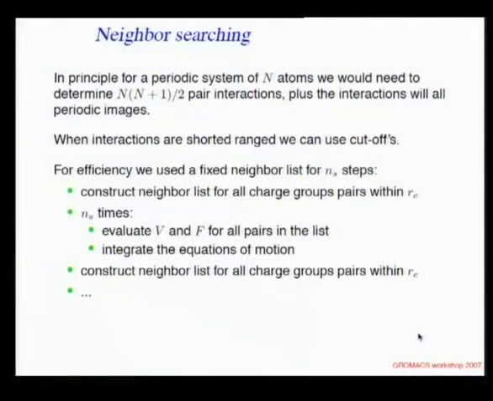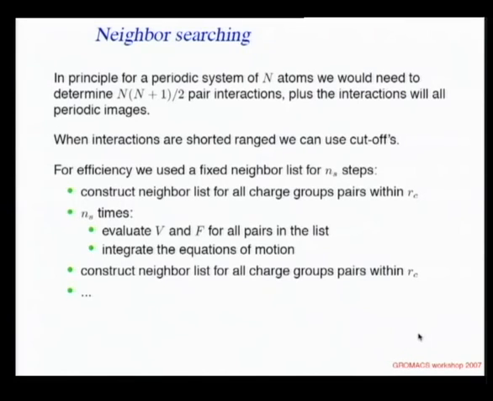Since the system is periodic, you would also have to calculate all the interactions with all the periodic images. So there's an infinite number of interactions. You don't want to do this, of course. For that we use cutoffs, as Eric has explained before. So what happens in Gromacs? We construct a list of close neighbors, and we keep this fixed for n steps.